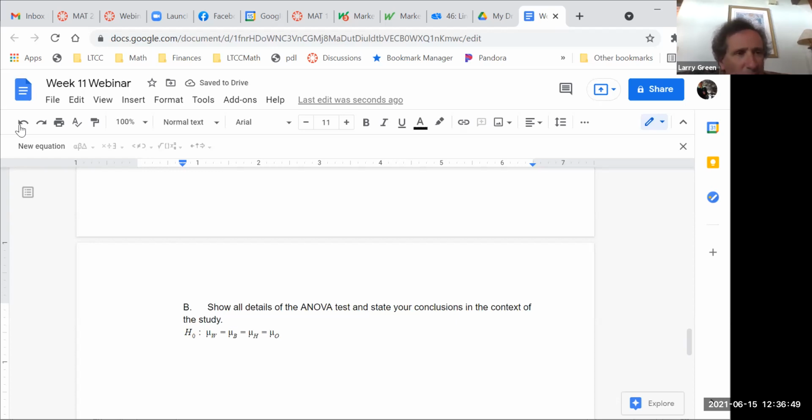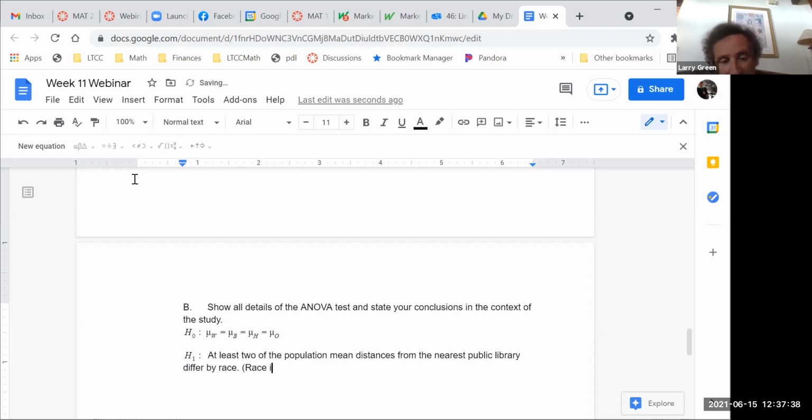And then H1 is, we're going to say at least 2 of the population mean distances from the nearest public library differ by race. Okay, another way of saying it is we'll say race is a factor in the distance people live from the nearest public library.